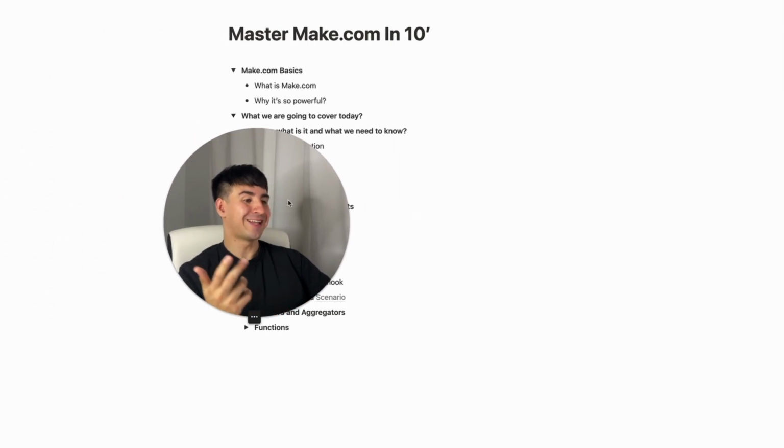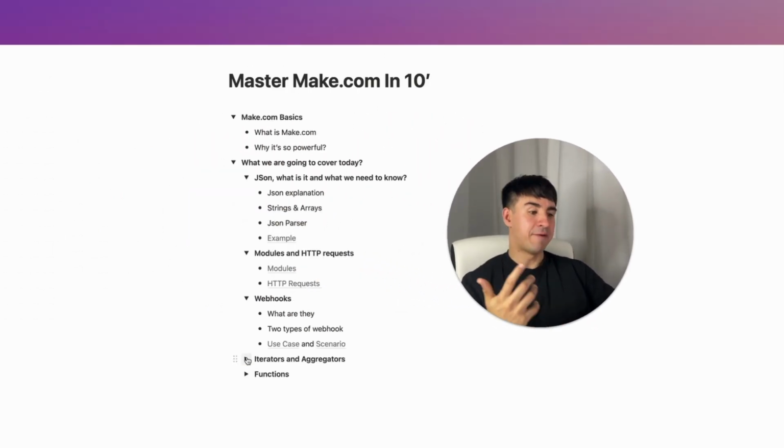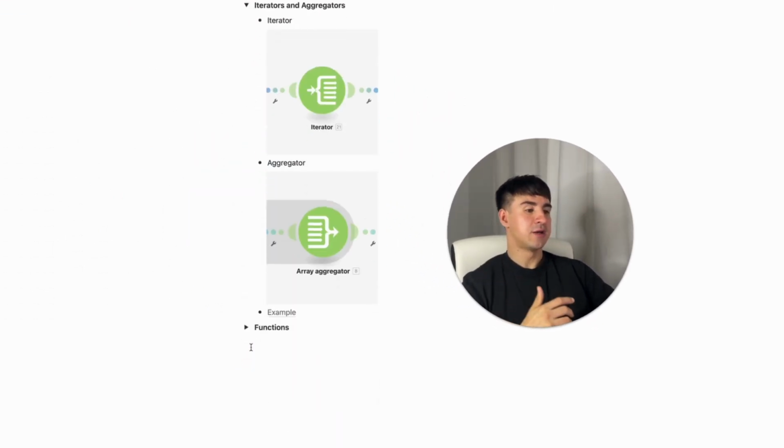So now that we have seen the difference between the two types of webhooks, we are going to see what an iterator is and what an aggregator is, okay? And for that, we're also going to have a real use case where we're going to see both modules in action, okay? So as you can see, this is an iterator and this is an aggregator, but I guess that this doesn't say a lot to you. So we're going to go to this example that we have over here.